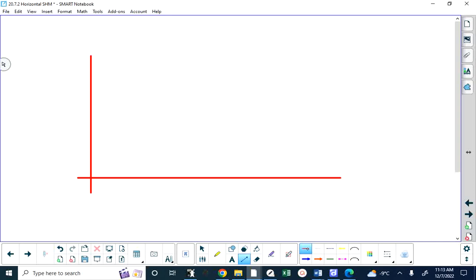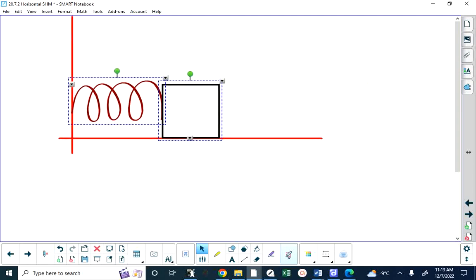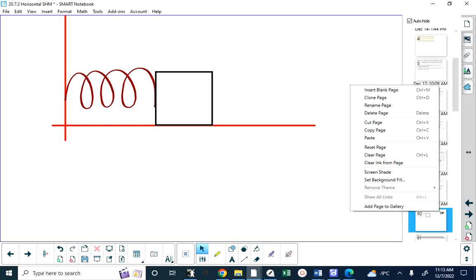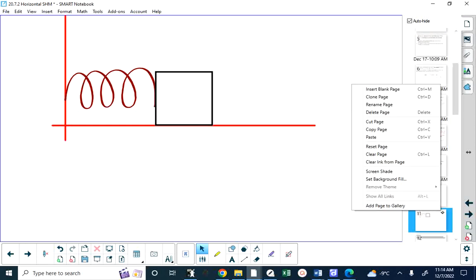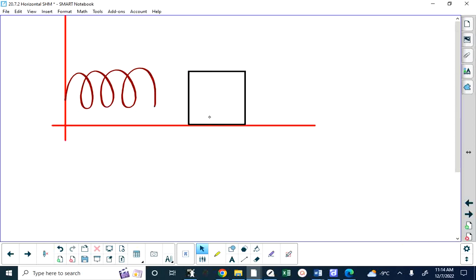And I have a spring in which I push the mass on the spring to this point. Give me a second to create this. I push the mass into this point, and then I let it go, and as a result, it starts moving this way.